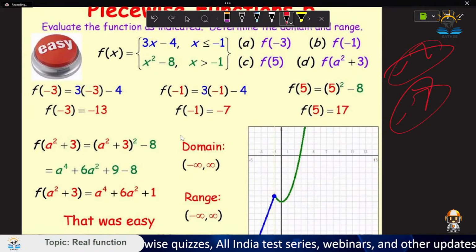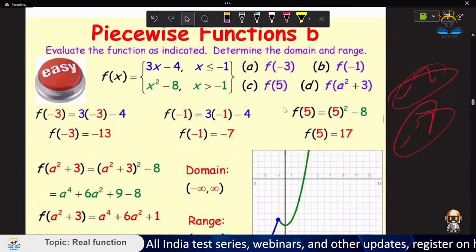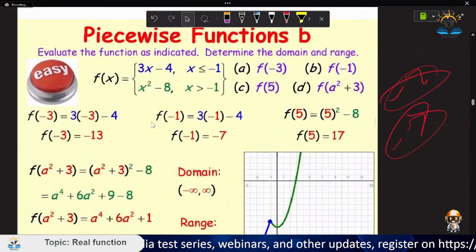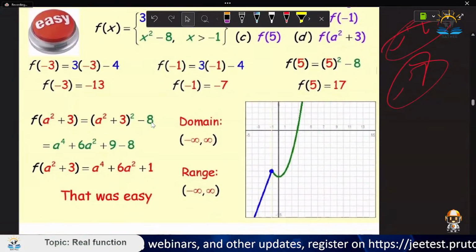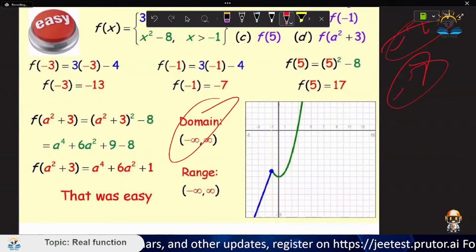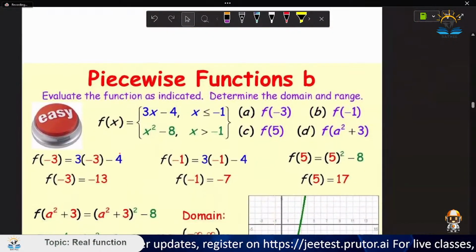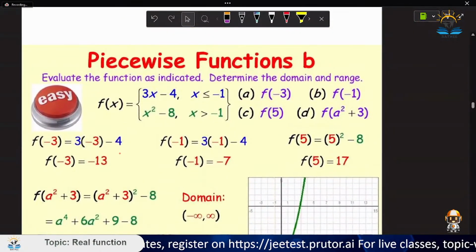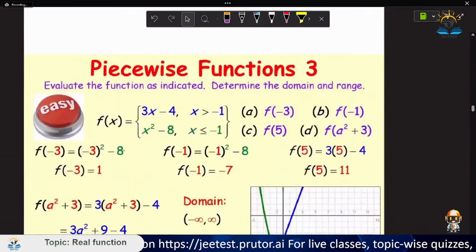So we have to find the domain and range, right? These can be easily calculated. It's not that big of a deal. Domain is, as you can see, minus infinity to infinity, and range is also minus infinity to infinity. So let's move to part B. Is it the same? Yeah, it is the same. So let's see a different function.